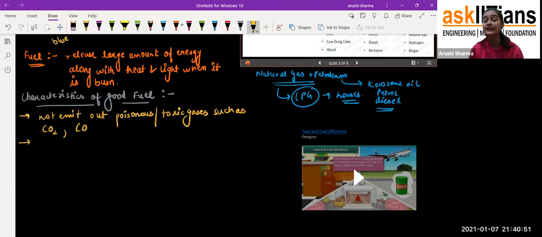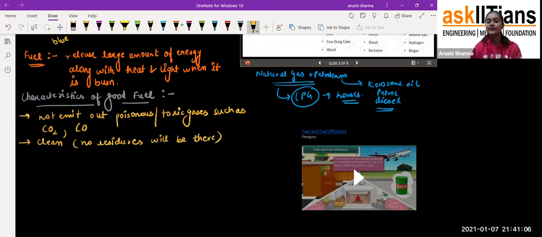Now what can be another thing? It should be clean in nature. Clean means no residue should be there after the burning has been done. For example, as I already told you, when the wood has been converted into ash, that means there should be no formation of ash. It should be a clean thing.